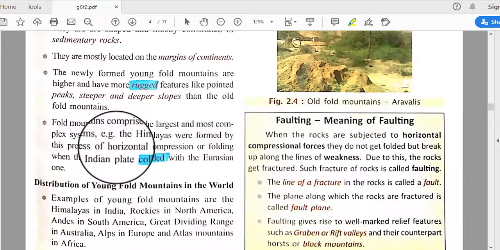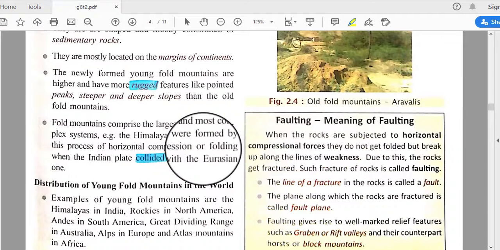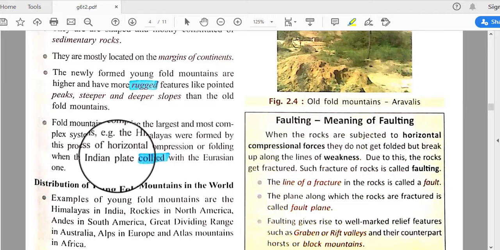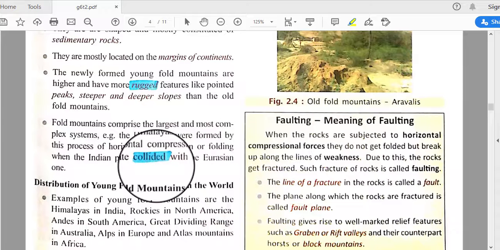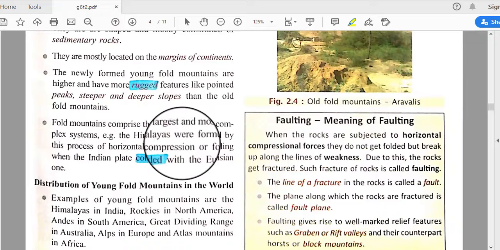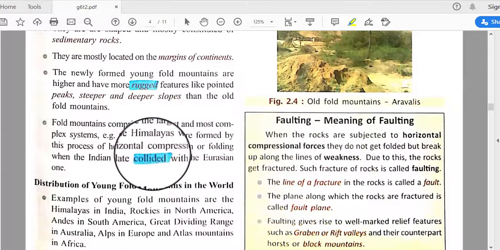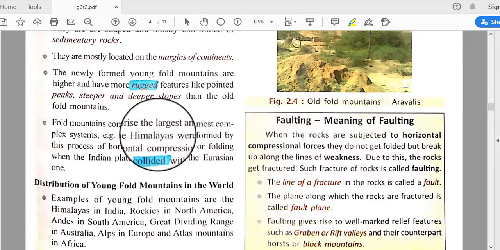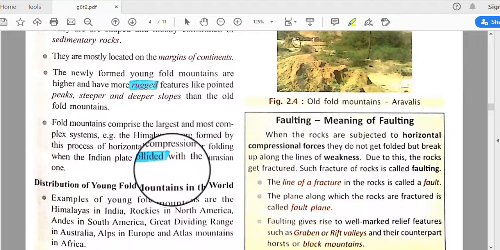And fold mountains comprise the largest and most complex system. For example, the Himalayas were formed by this process of horizontal compression or folding when the Indian plate collided with the Eurasian plate. So the Himalaya was formed due to the compression of two lands, Angara land and Gondwana land, and this Himalaya was formed from the Tethys geosyncline.